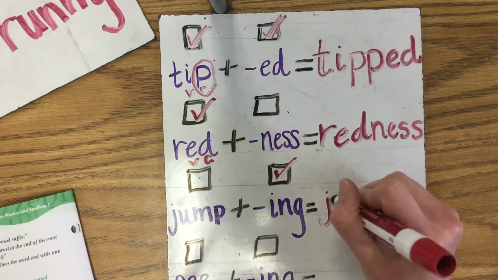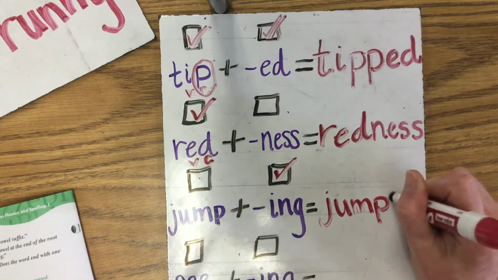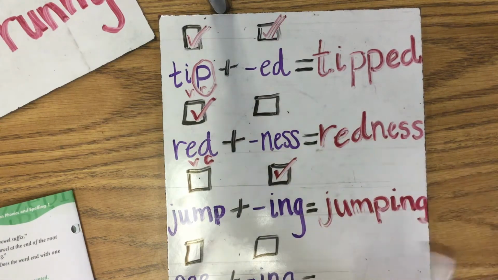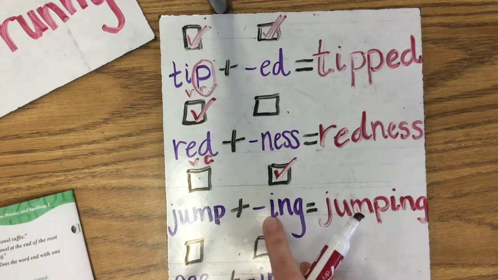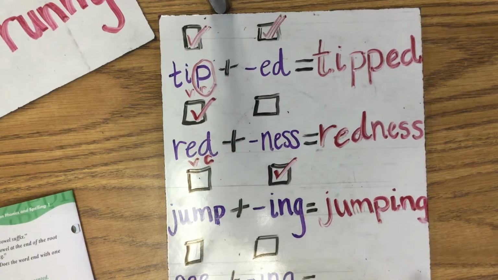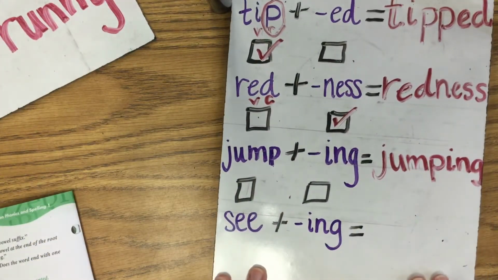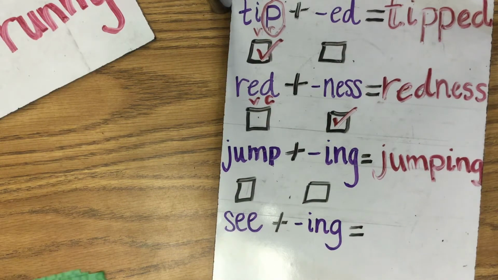So we have J-U-M-P, and then we're just going to slap that ing on there. Jump plus ing comes to jumping. All right, let me move this over. All right, let's look at our last one. Our last one, we have our root word, see, and we have our suffix ing.